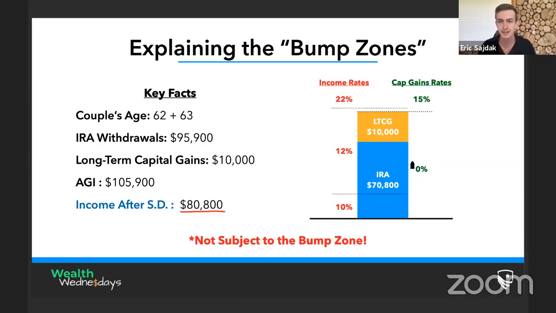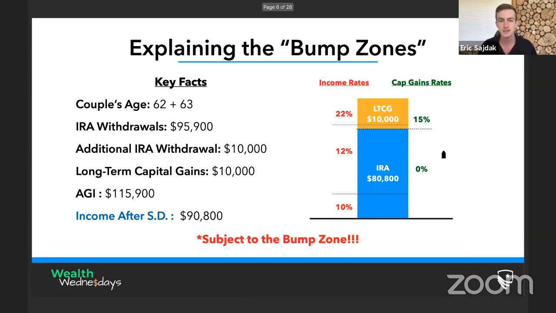As you can see, as I lay this out on the right-hand side of the screen, always know that long-term capital gains stack on last. So these IRA withdrawals will be the foundation, if you will. Long-term capital gains will stack on last. You'll see that these IRA withdrawals are taxed at 10% and then 12%. And because they're not over this $80,800 mark for taxable income, their long-term capital gains are still in the 0% zone. So they're not going to owe any taxes on this long-term capital gain. They are not subject to this bump zone.